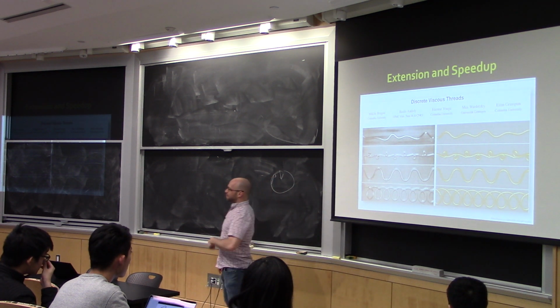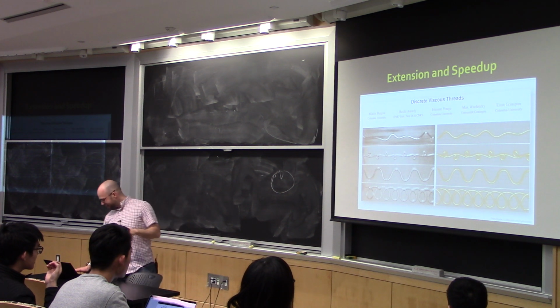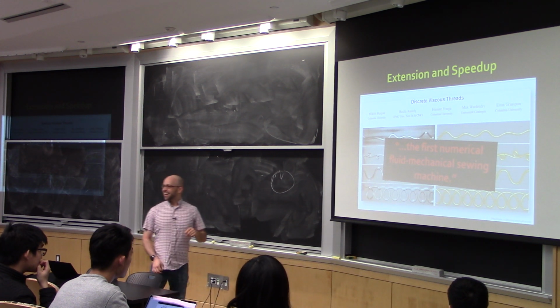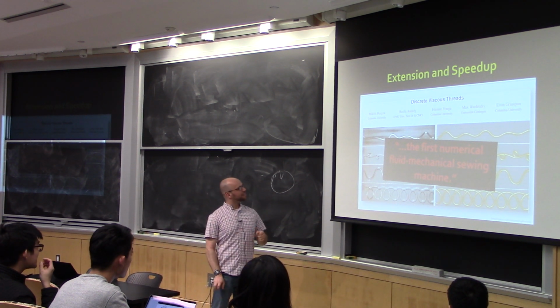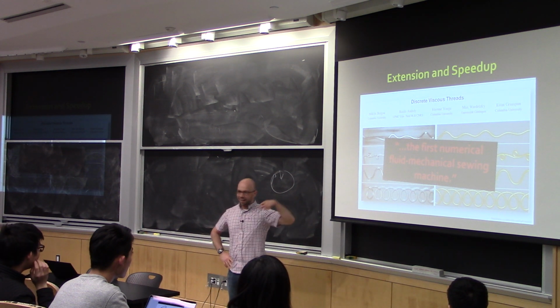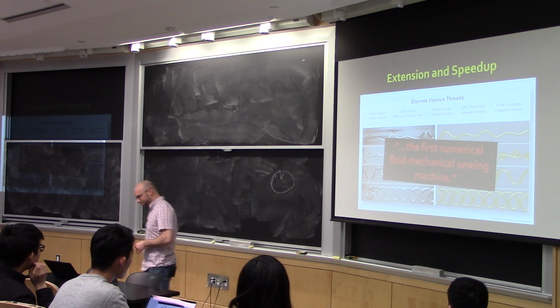Like string. I also really love, when you read abstracts of computer science papers, they always want to claim that they were first at something. And these guys have the first numerical fluid mechanical sewing machine. Apparently this honey on a treadmill thing is called a sewing machine.